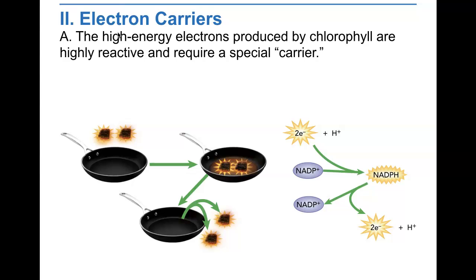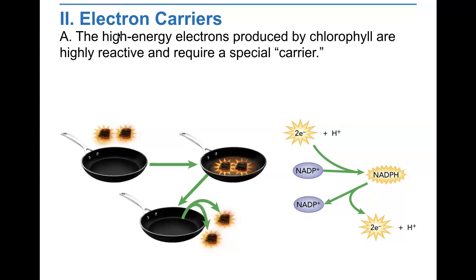In a chemical sense, the high-energy electrons produced by chlorophyll are highly reactive and require a special carrier. Think of a high-energy electron as being similar to a red-hot coal from a fireplace or campfire. If you wanted to move the coal from one place to another, you wouldn't pick it up with your hands. You would use a pan or a bucket, a carrier, to transport it.